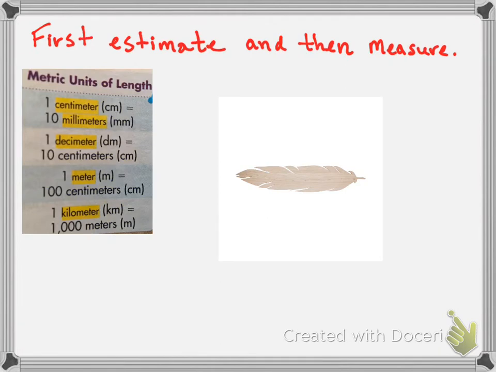All right, first we're going to estimate, and then measure this feather. If we look at our metric units of length, we know that we would not measure this feather in millimeters. That would just be too tiny. And definitely not in meters or kilometers, because that's a measure of a longer distance. We would measure this feather in centimeters. I'm thinking maybe this feather would measure about 6 centimeters. That is my estimate.